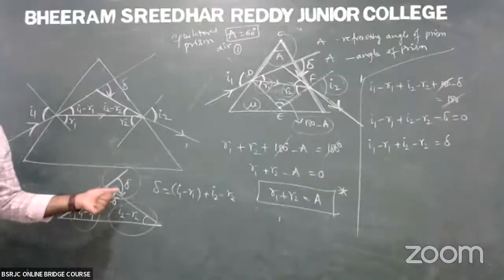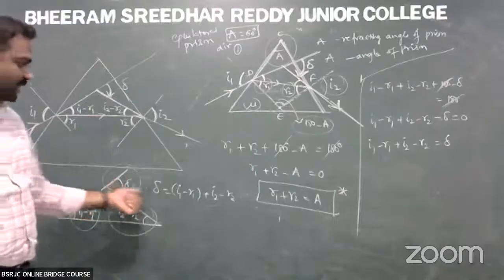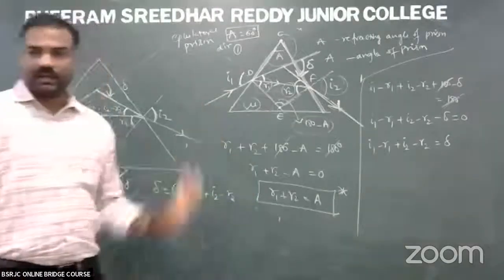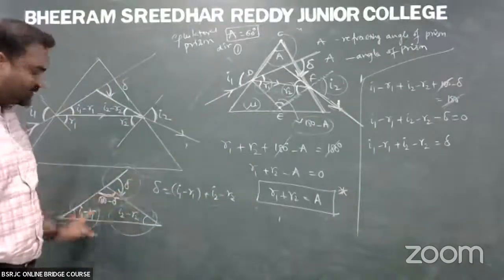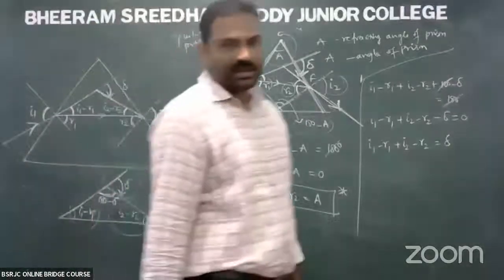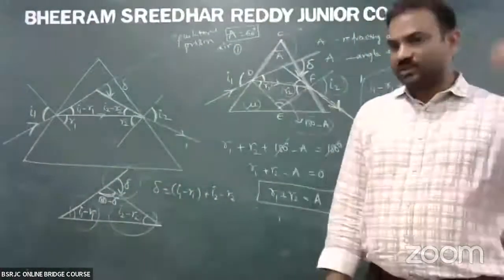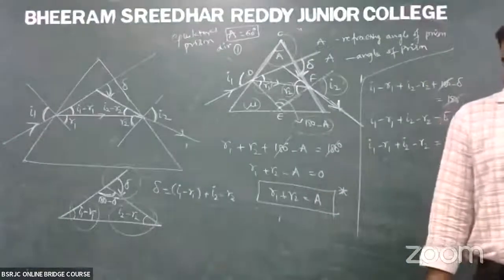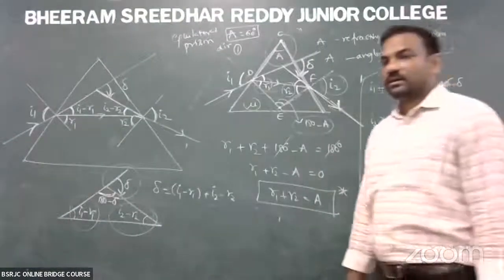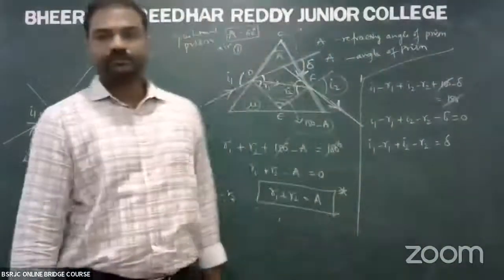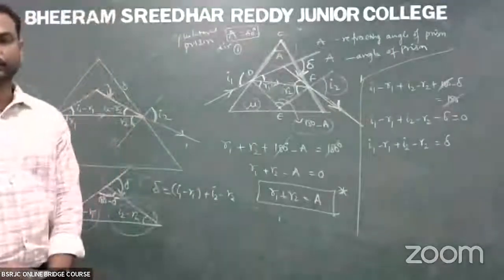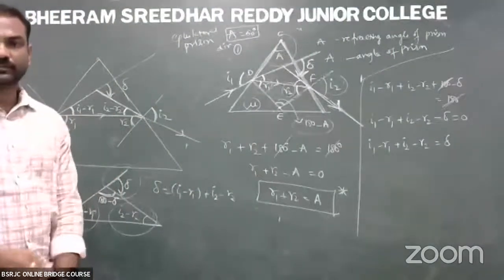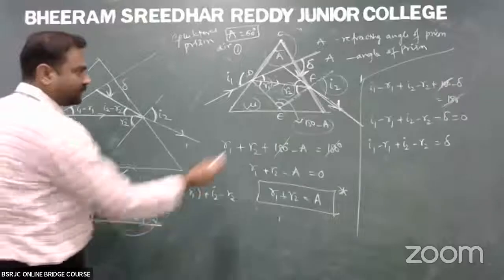Total angle in the triangle is equal to 180. That also you can do. Otherwise, you can go with deviation angle. Exterior angle is equal to sum of internal angles. External angle is equal to sum of internal angles also. Okay? So then you can follow that out.